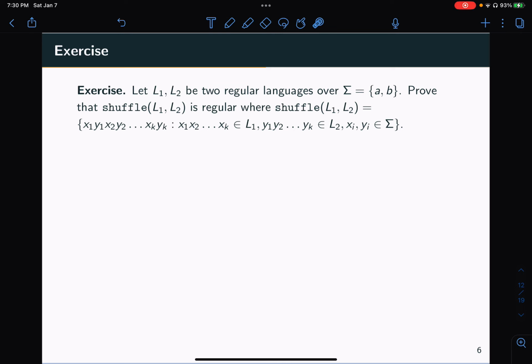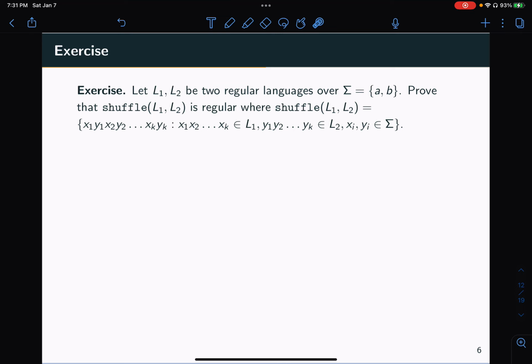Okay, and so what we actually need to understand first, and the biggest part of this exercise, is understanding what shuffle actually does. Okay, so it looks complicated, but trust me, it's not that bad.